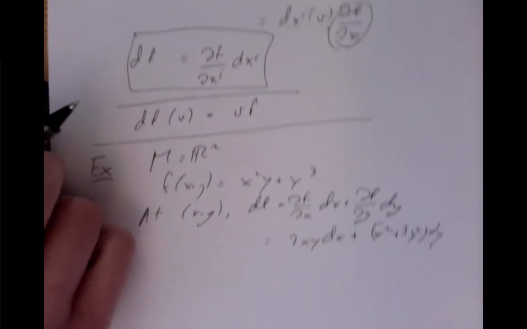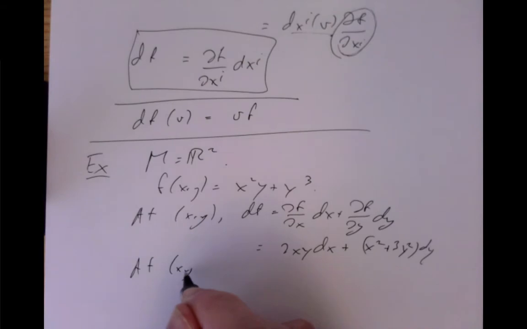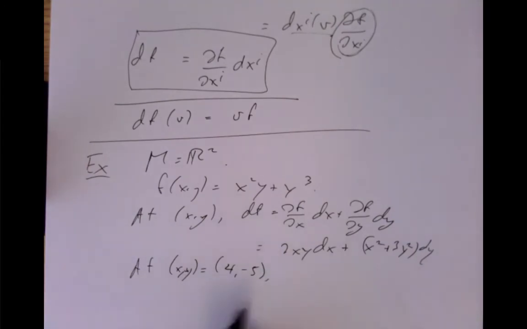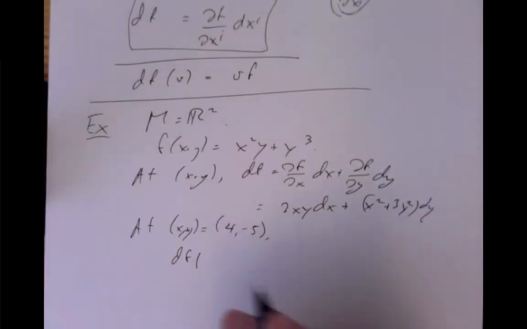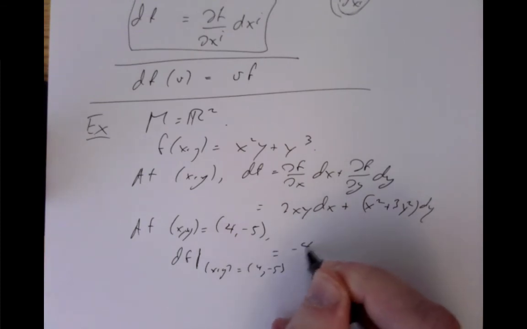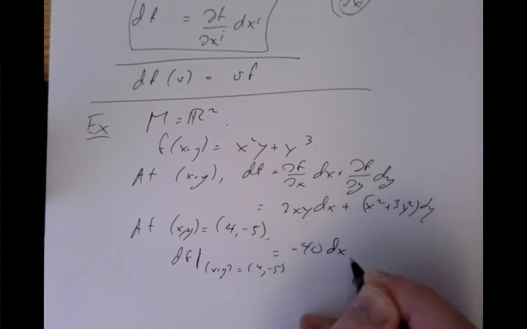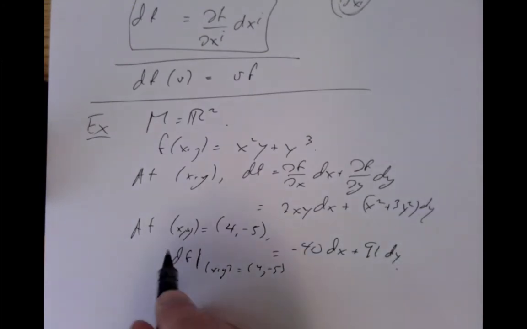So that's calculating it out, and that means that at a particular point, just to make it much more concrete, at xy equals (4, -5), you plug in the 4 and -5, and here you get df at that point. Let's say, just to give it some notation, at xy equals (4, -5), if I plug these in, I think you get -40 dx plus 91 dy. So that's important to think about.